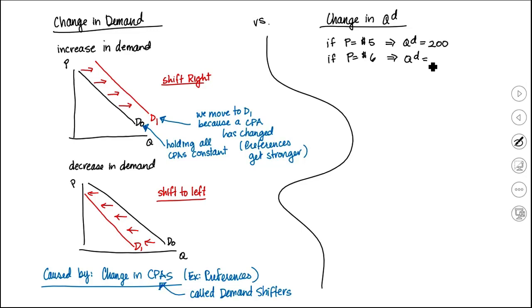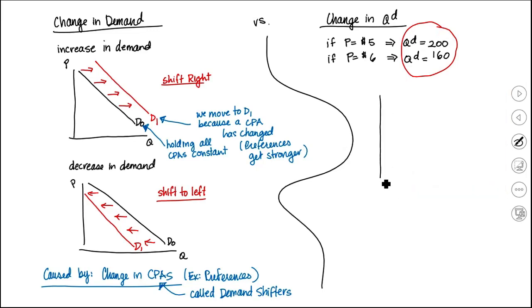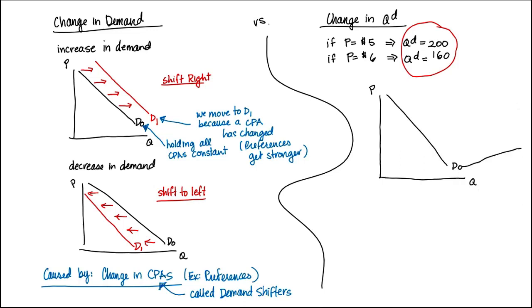So if price goes up from $5 to $6, then quantity demanded goes down. Maybe it goes down to 160, right? That's a change in quantity demanded, okay? So can we draw this? Sure. But we need to be clear. It's not a change in demand. So we're going to draw a demand curve D0. And that's the only demand curve that's relevant here.